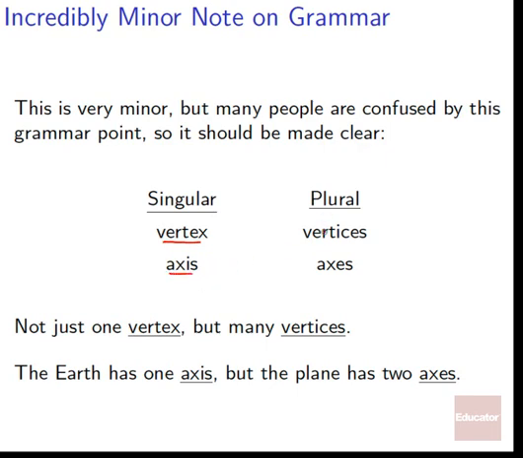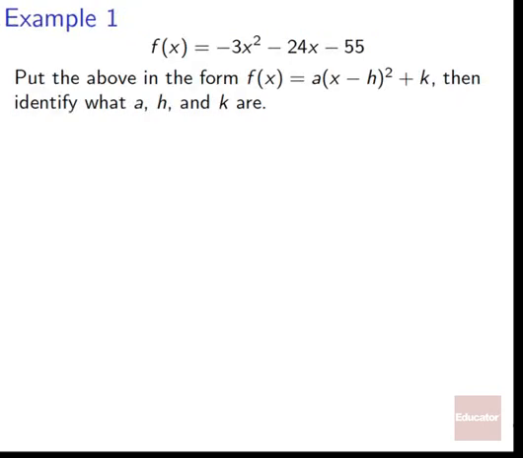On the other hand, if you want to talk about multiple of a vertex, that's going to be vertices. Vertex is kind of hard to say in the plural, so that's why it transforms into vertices. Axis becomes axes, because axises sounds a little awkward. So it's not just one vertex, but many vertices. The Earth has one axis, but the plane has two axes. Really minor thing, but you might as well know it because you occasionally have to say this stuff out loud. All right, we're ready for our first example.